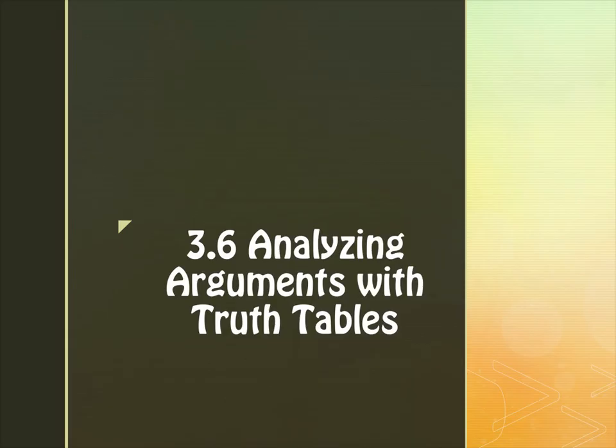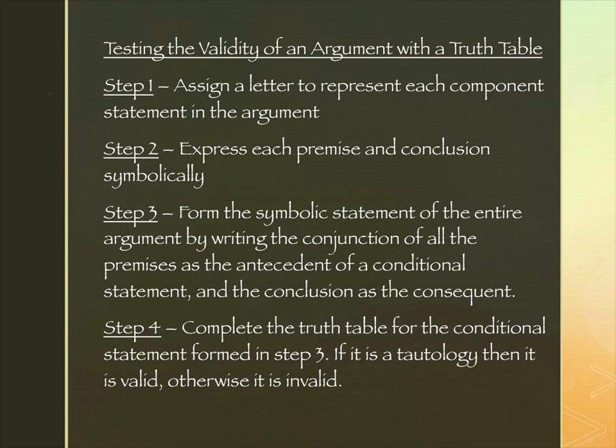This one requires a bit more setup, all right? So the next slide's going to have a whole bunch of writing on it. I'm going to read through it briefly, and then I'm going to let you write it down, okay? This is how we test the validity of an argument with a truth table. Step number 1 is that we assign letters to represent the components of the argument.